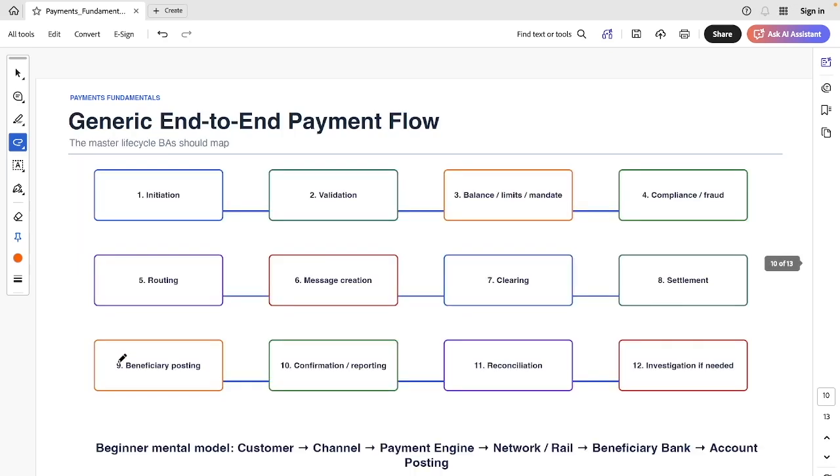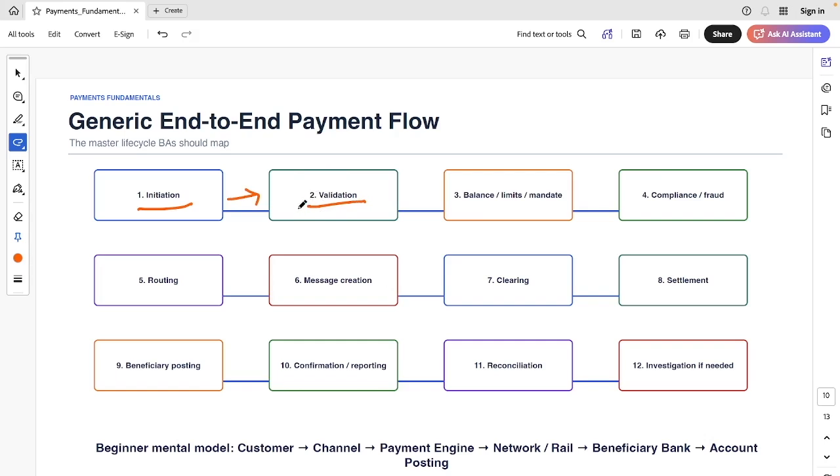Okay, now coming to the life cycle. This is the master life cycle every payment BA should be able to map. A payment starts from the initiation phase. This may happen from the mobile banking app, internet banking app, branch, corporate file, API or ERP system. Then it comes to the validation. This is where the account is validated.